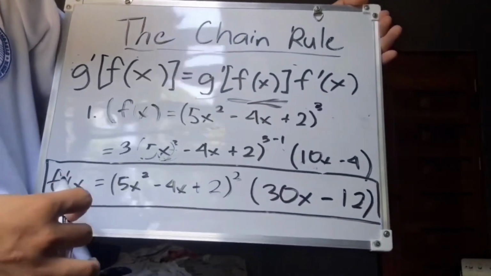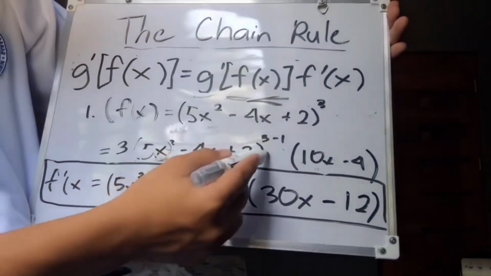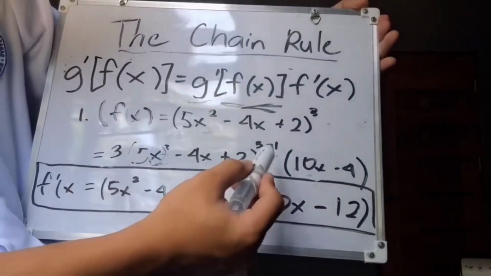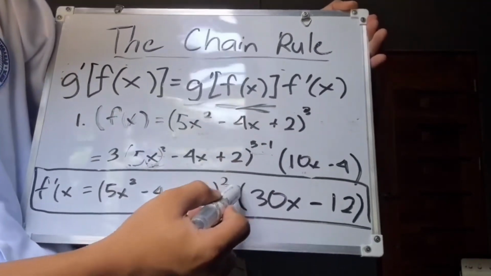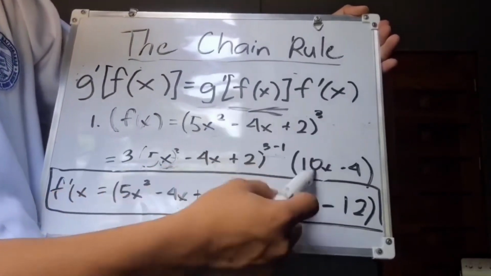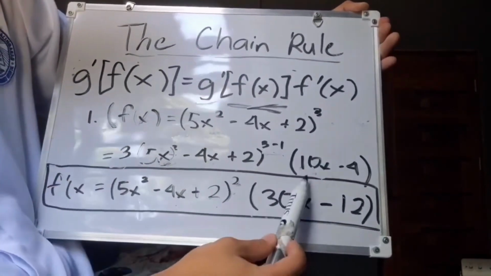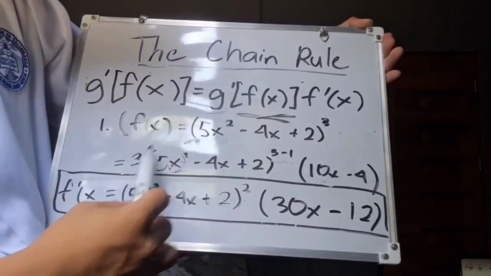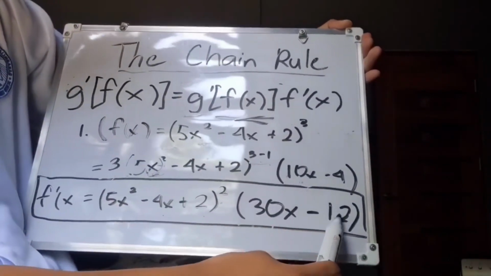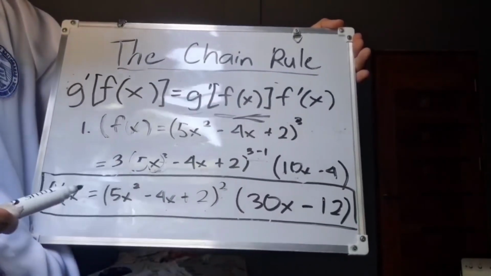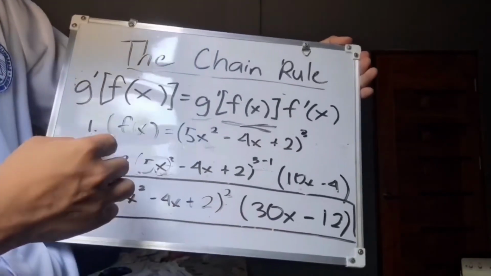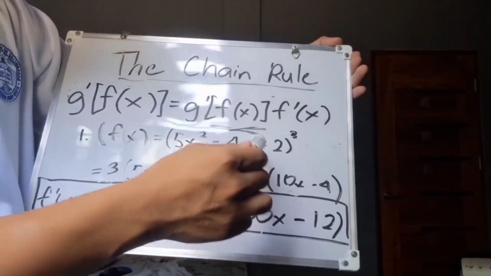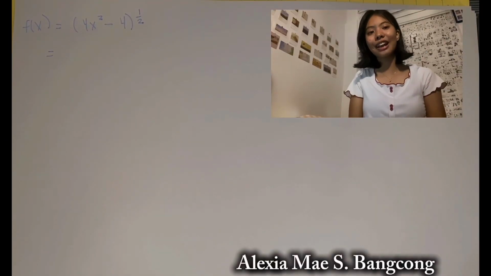So in our final solving, we copy the one in the parenthesis, 5x squared minus 4x plus 2, and 3 minus 1 is equal to 2. And another parenthesis for 3 and this. So 3 times 10 is equal to 30x. And 3 times 4 is equal to negative 12. So this is the answer for the formula f of x is equal to 5x squared minus 4x plus 2 cube. So let us have another example.